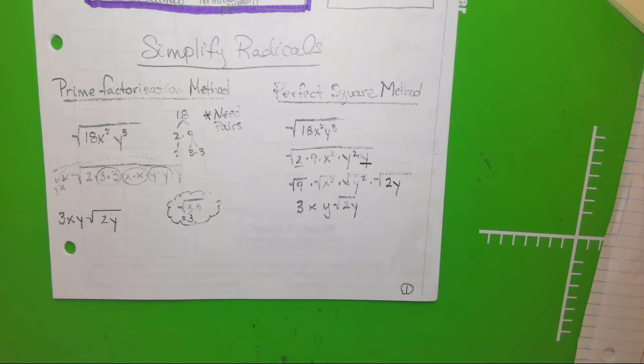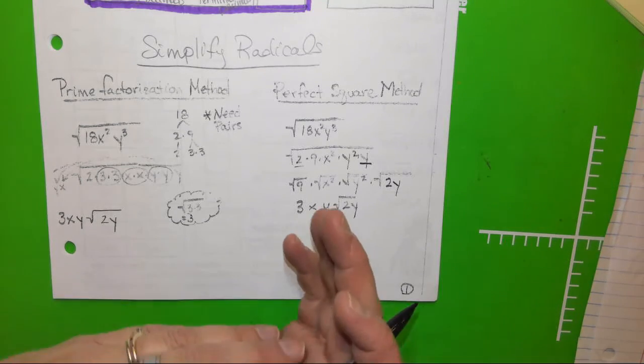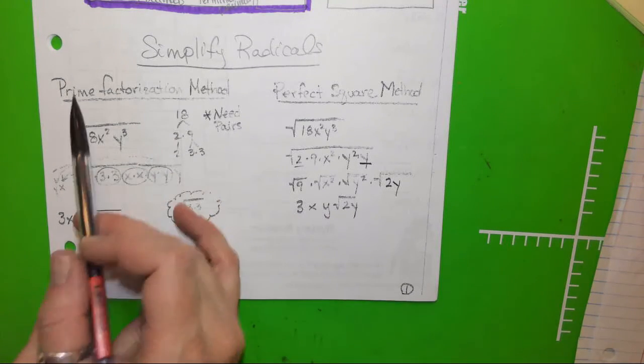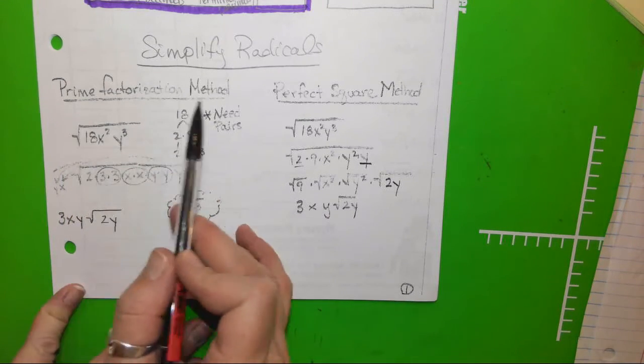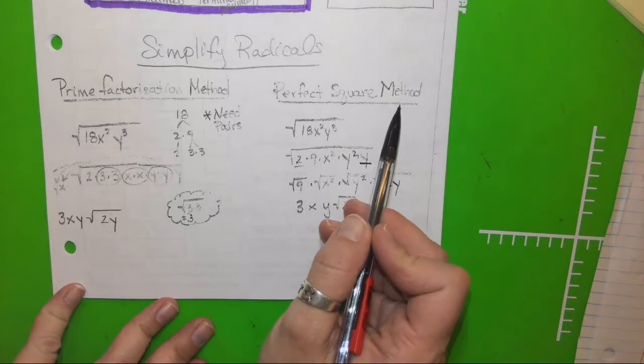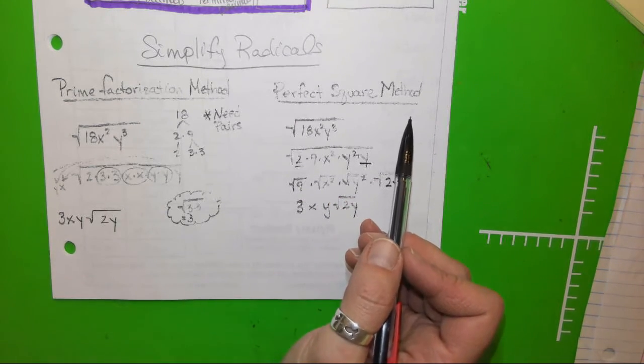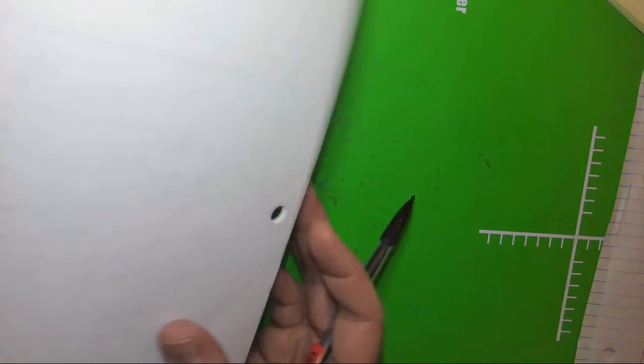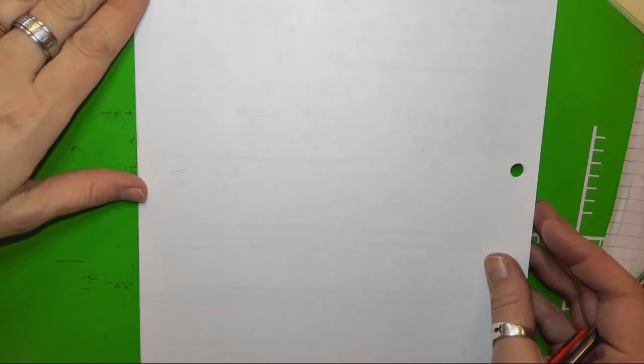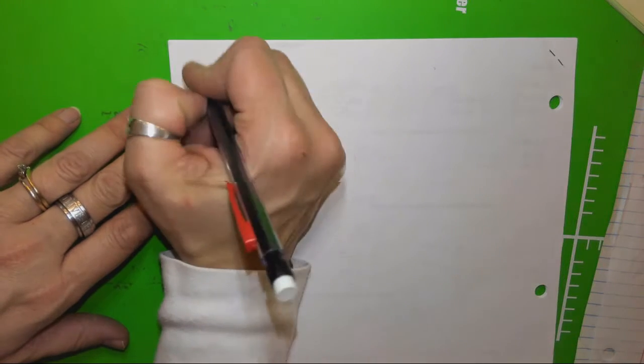Okay, so simplifying radicals, you have two different thoughts, and there are different times that I will use different ones. One is using the prime factorization method, one is using the perfect square method. To do the perfect square method, we need to have perfect squares in our head. So let's maybe flip to the back if you have room. Let's make a list of all the perfect squares.